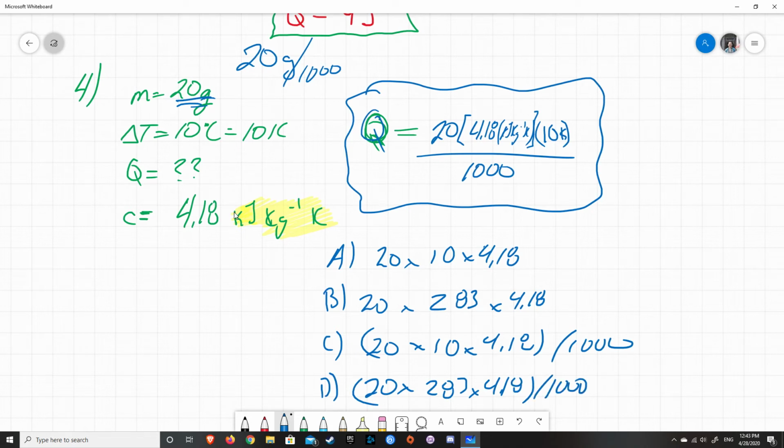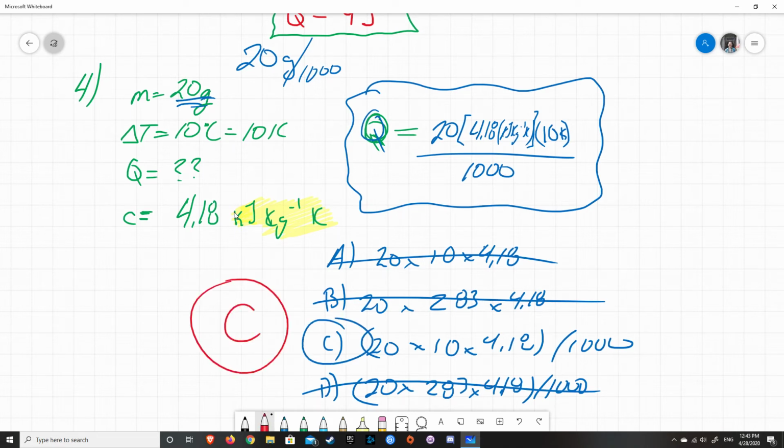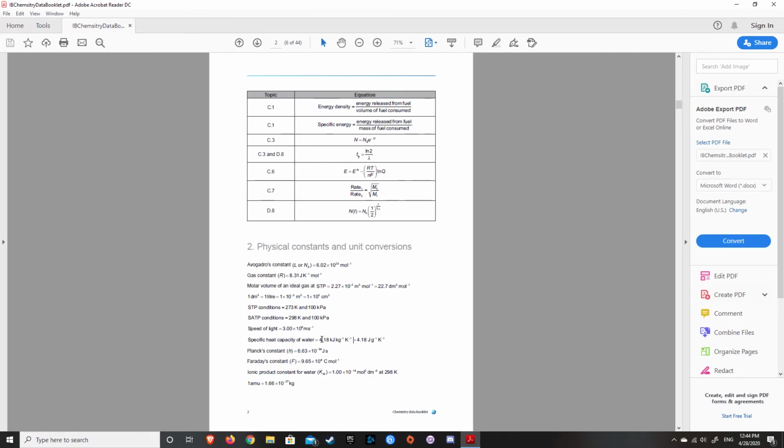So we just need to look at the formula we did. Which one does it relate to? Not A, not B, not D. So the answer must be C. So C is our final answer for that one. So yes, you need to look at the multiple choice. This multiple choice shows us that they don't want the final calculation. They want you to work up to it. So make sure you use that data booklet, right? I'm looking right here at the specific heat capacity of water. Make sure you know that this value exists in your data booklet.